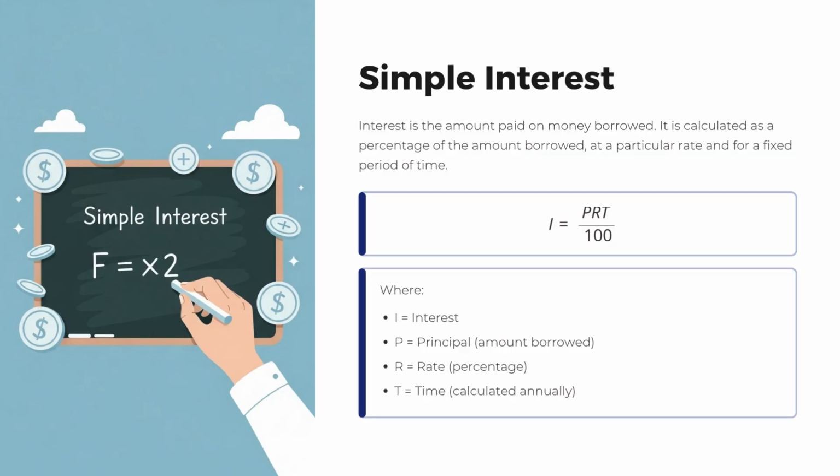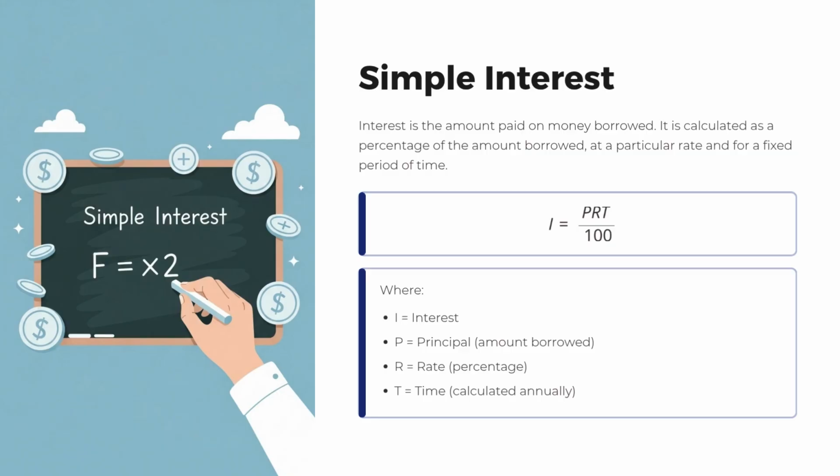I represents the interest, the extra amount paid or earned on the borrowed money. P represents the principal, the original amount of money borrowed or invested. R represents the rate, the percentage charged or earned per year. T represents the time, the period of borrowing or investment, usually measured in years.